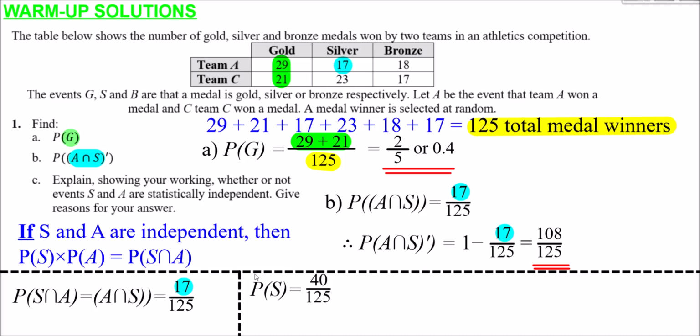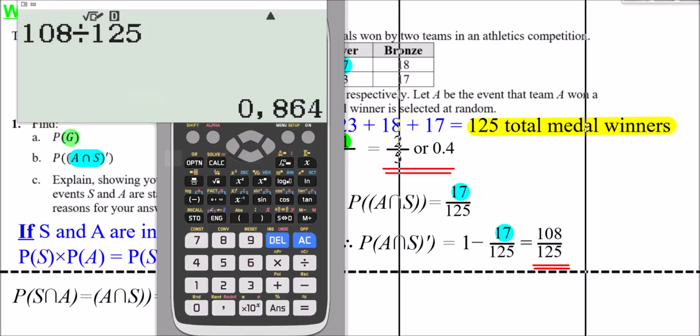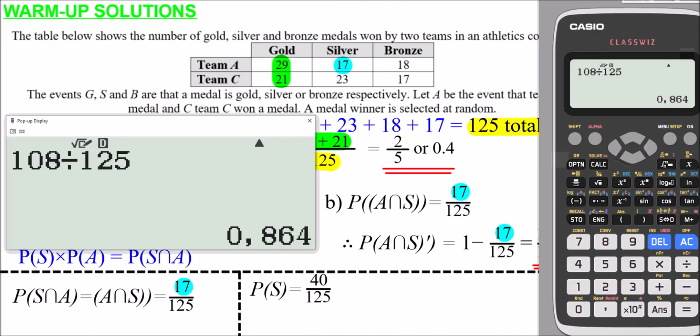In the same way, the probability that someone selected is from Team A will be the total people in Team A as a fraction out of 125. So if we work this out now, it's just a case of doing 29 plus 17 plus 18.